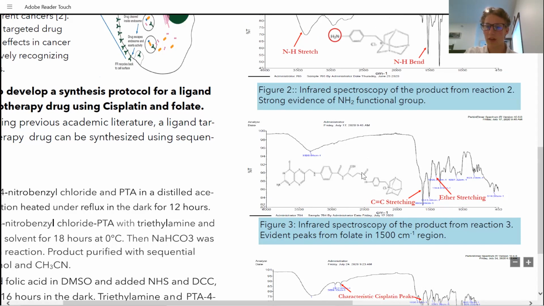This reaction was successfully done. It was not terribly difficult. The filtration was relatively difficult, but in the end, we were able to get a product and take an IR. It showed many of the characteristics that you look for in folate, as well as keeping that PTA characteristic and an amide linkage, which was great to see.